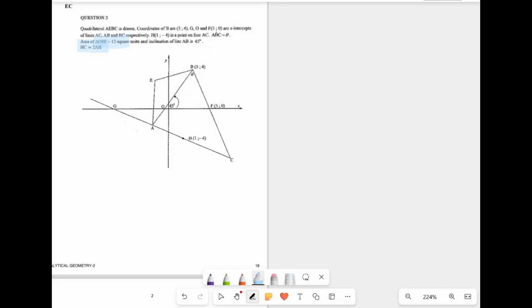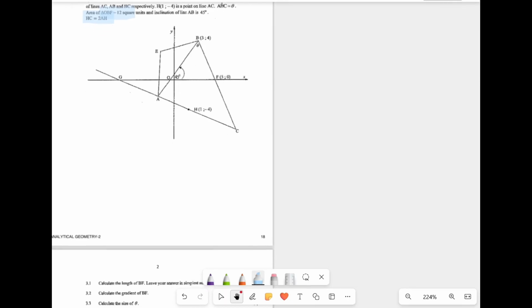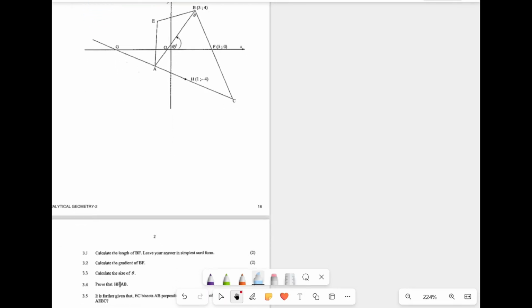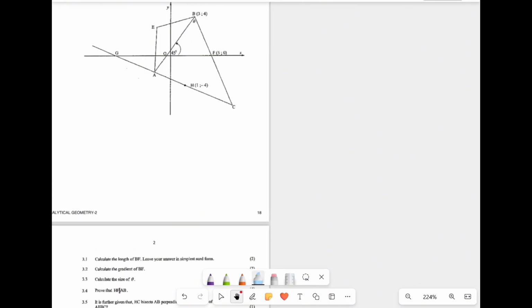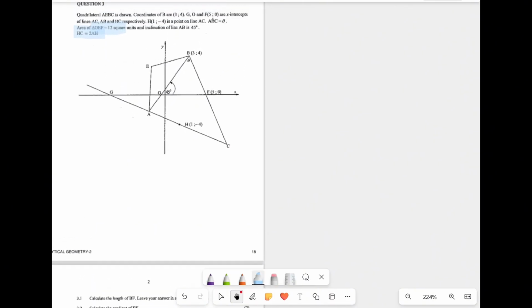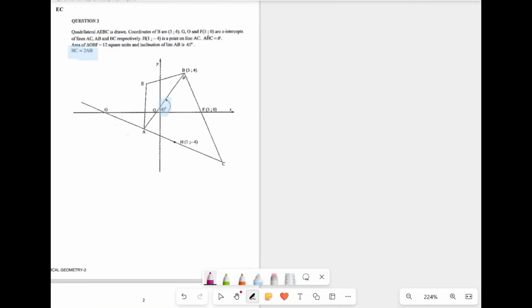All right, now, in the test or exam, make sure that you read and understand the statements. Make sure that you read and understand the statement. Do not rush to questions without understanding the statement. So now, let's check question number 1 here. We are required to calculate the length of BF, or the distance formula.